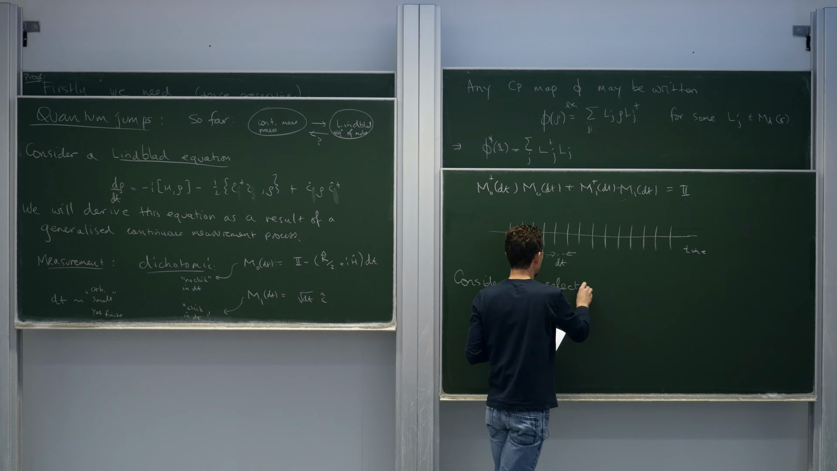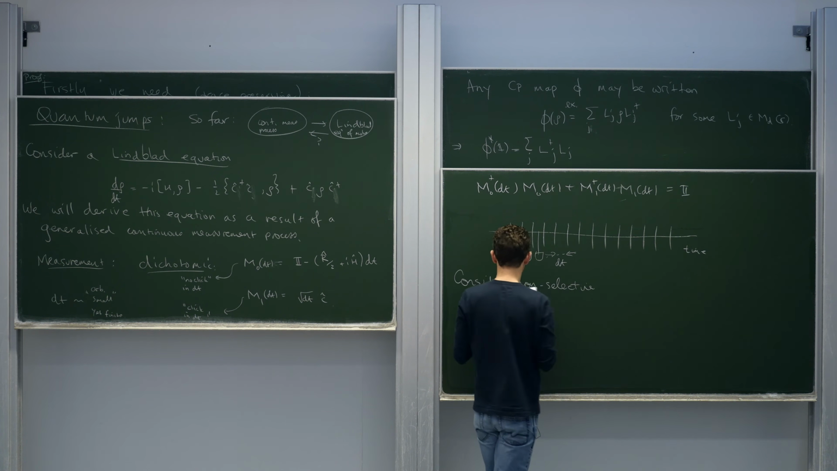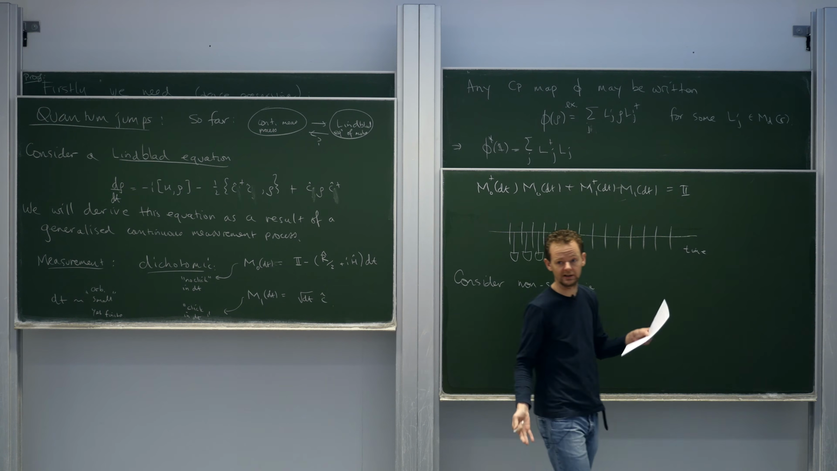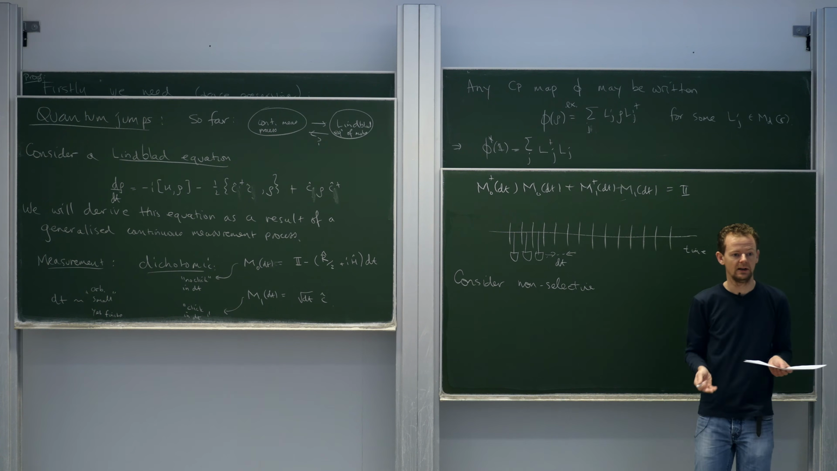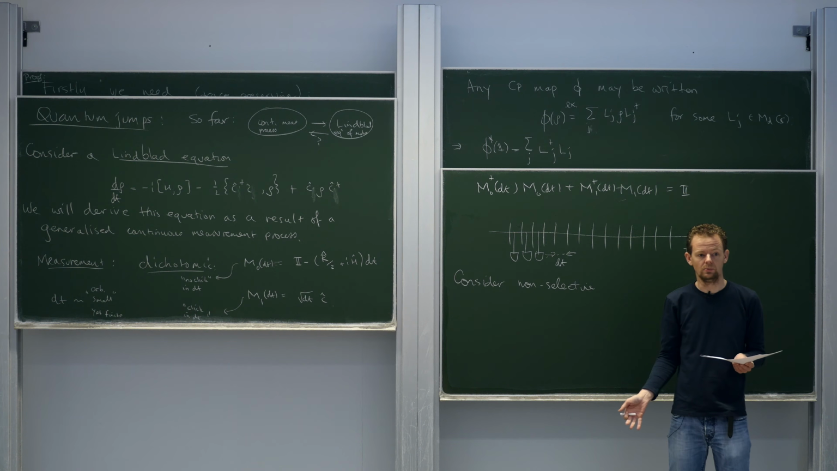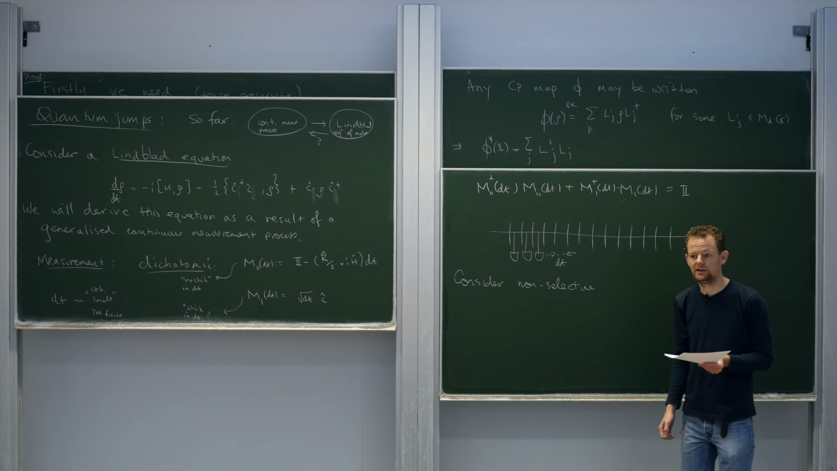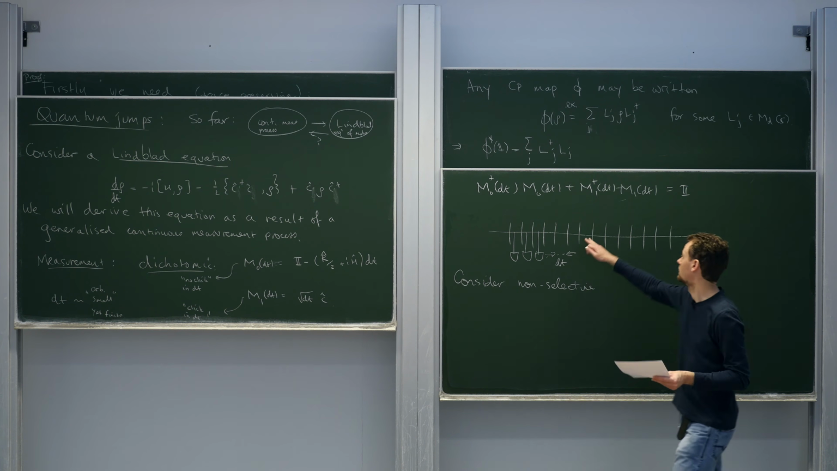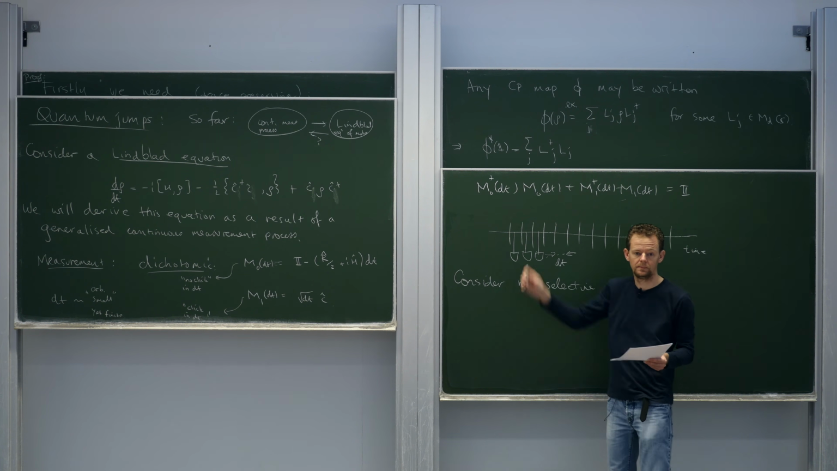Now, if you remember from our discussion of continuous measurement of position, you have two cases. You've got the non-selective evolution and the selective evolution. The non-selective evolution is where the apparatus does the measurement, but you don't look at the answer. And the selective evolution is where you look at whether the detector clicked or not.